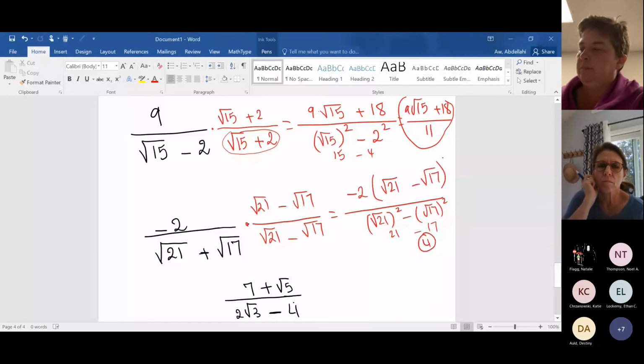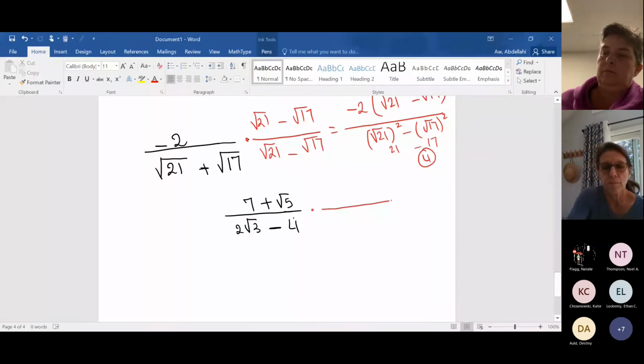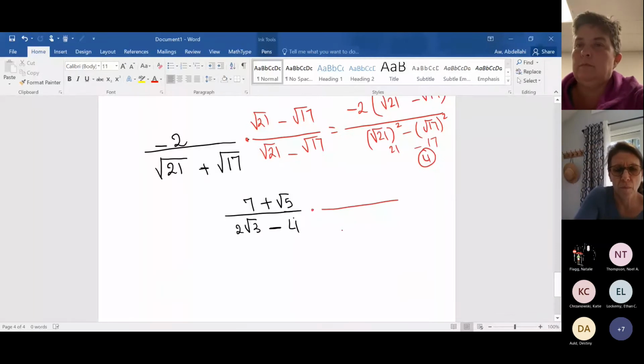For the last one, it's a little bit trickier. But at least we know what you have to multiply by at the beginning, right? You have to multiply by what?